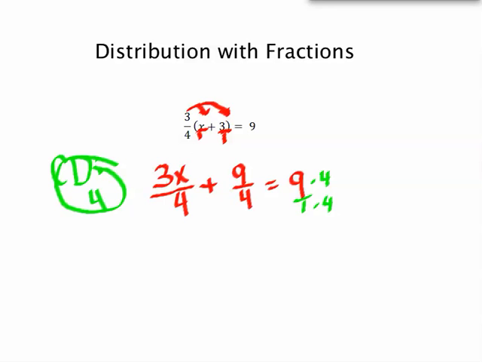Once we get our common denominator, the nice thing is we don't need that denominator anymore. We can just focus on what was in the numerator. What was in the numerator here was a 3x, so I'll take the 3x. What was in the numerator here was a 9, so I'll take the plus 9. And now over here on the other side of the equal sign we get a 36, because 9 times 4 is 36.